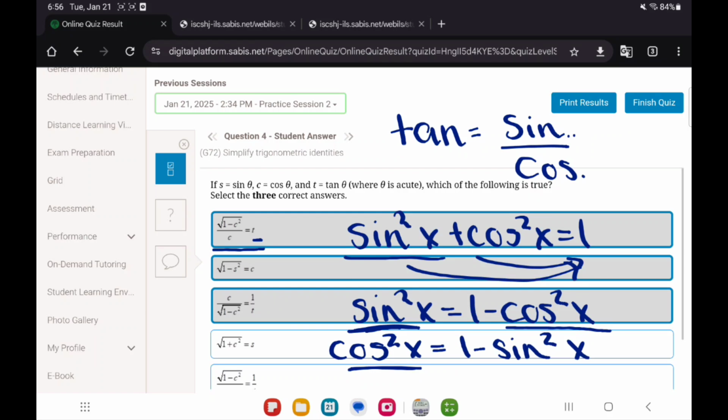Okay, then we have this one. This might look tricky, but flip the first one around, okay? You will get 1 over t over, so just flip it around, you'll get the same thing. And that's why this is also one of the answers. But the other one says it's plus, it's not minus. So it's wrong because here we have minus.